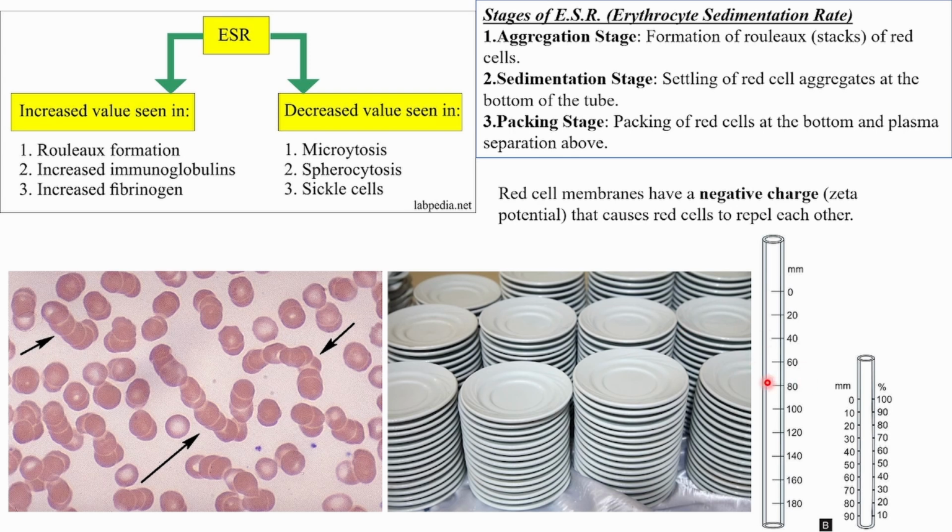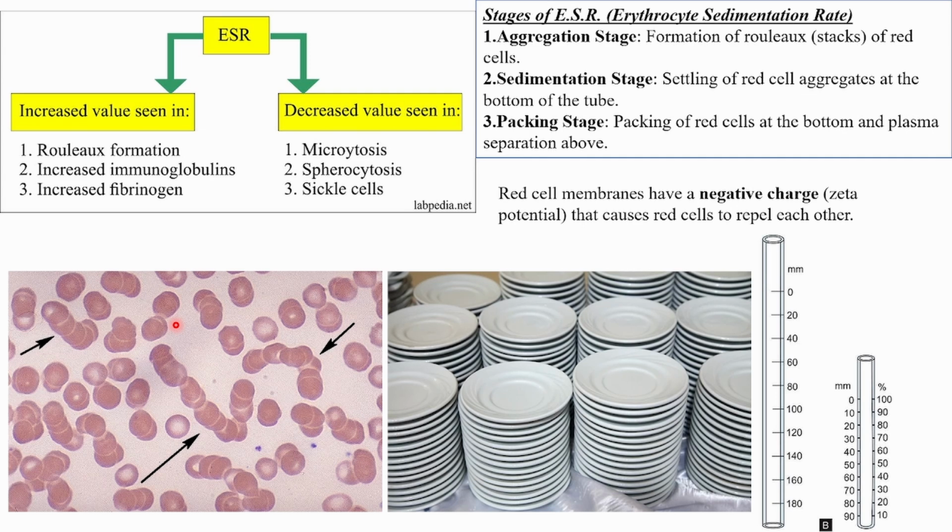Now the question is, why does it settle? Our RBCs are normally biconcave in shape, as we know, something like these plates. When the RBCs are outside the body and an anticoagulant is added, due to gravity they will settle, and there is a formation called rouleaux. So there is something called rouleaux formation.